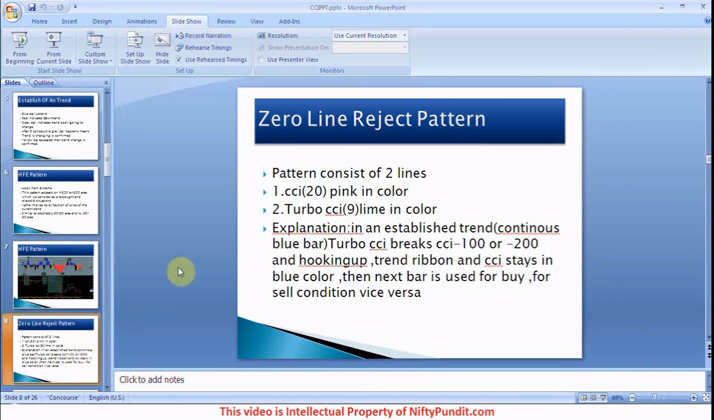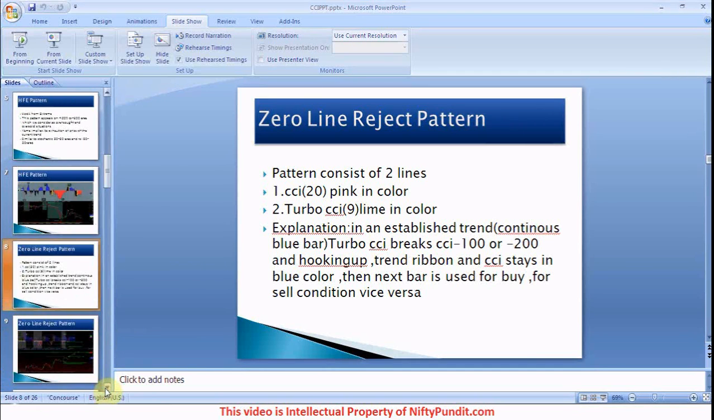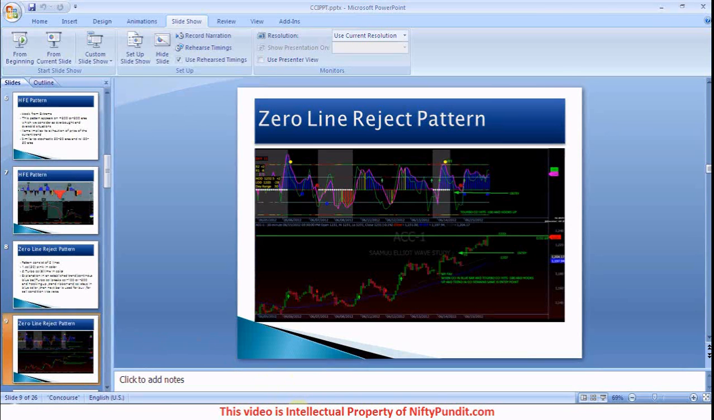This is my favorite pattern, the zero line reject pattern. It consists of 2 lines, the same CCI 20 in pink and turbo CCI 9 in lime. Explanation of what exactly it is: in an established trend, with continuous blue bars, turbo CCI breaks minus 100 or 200 and hooks up. Let's see that.